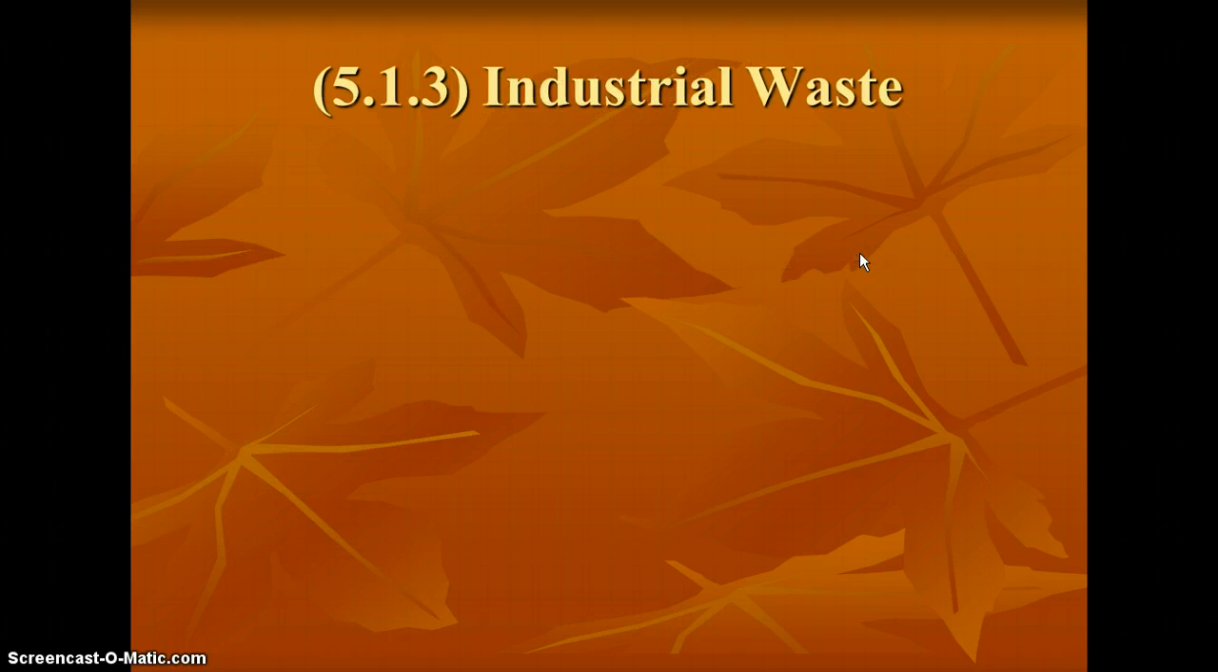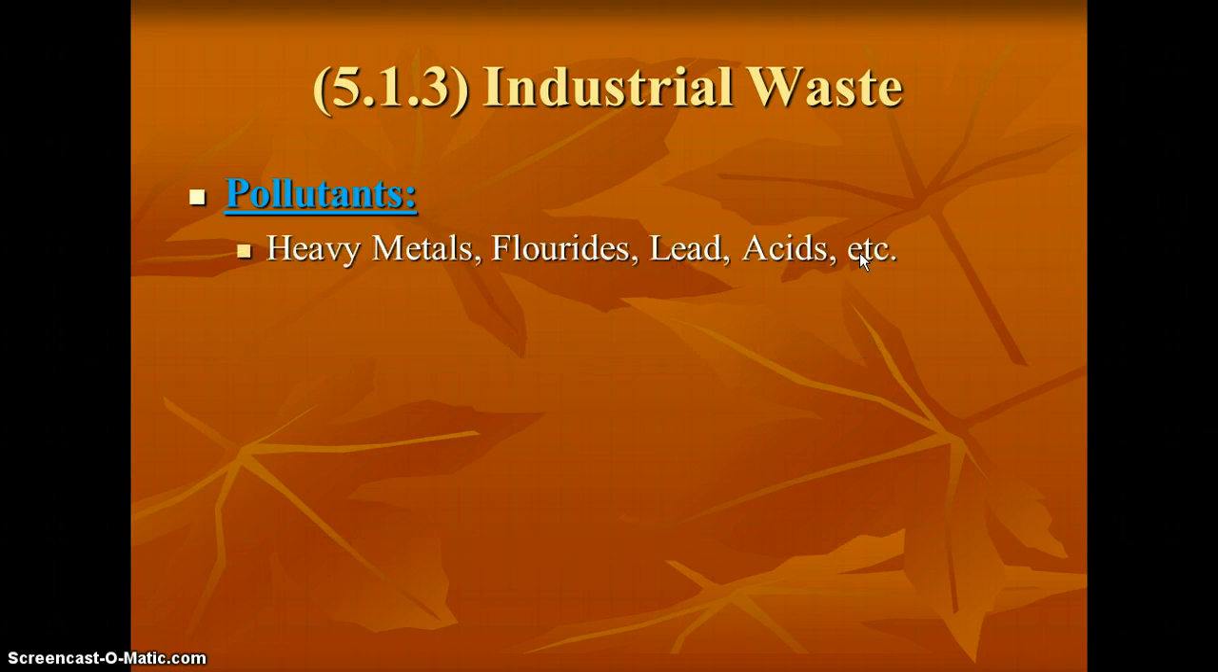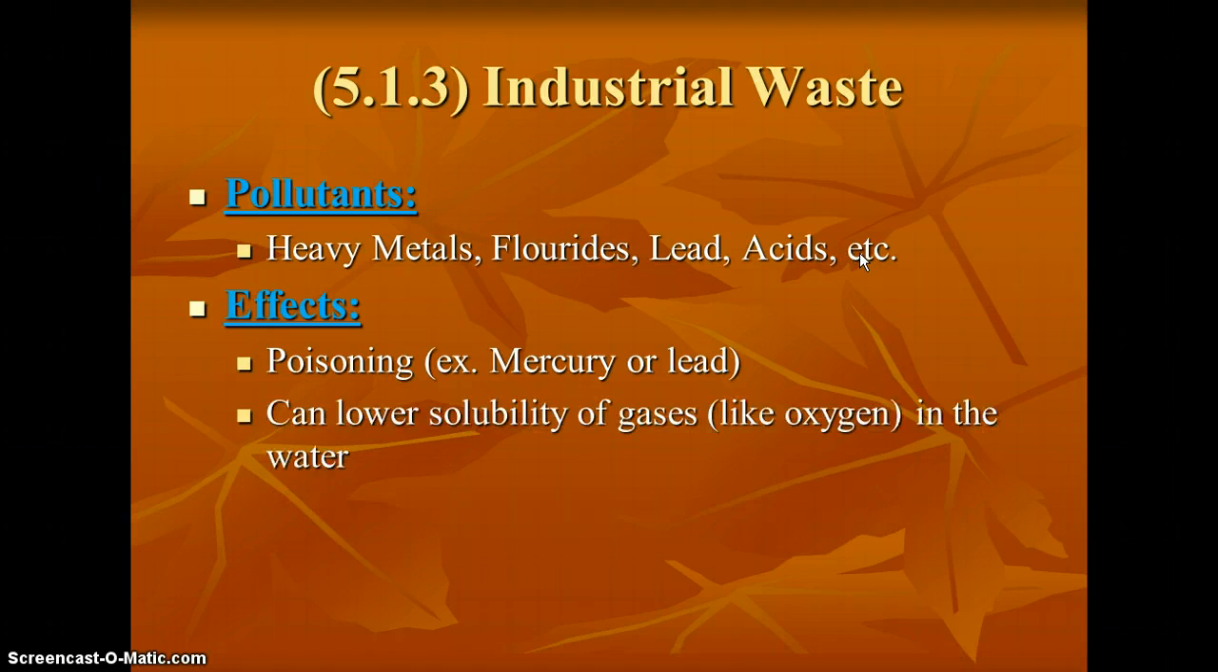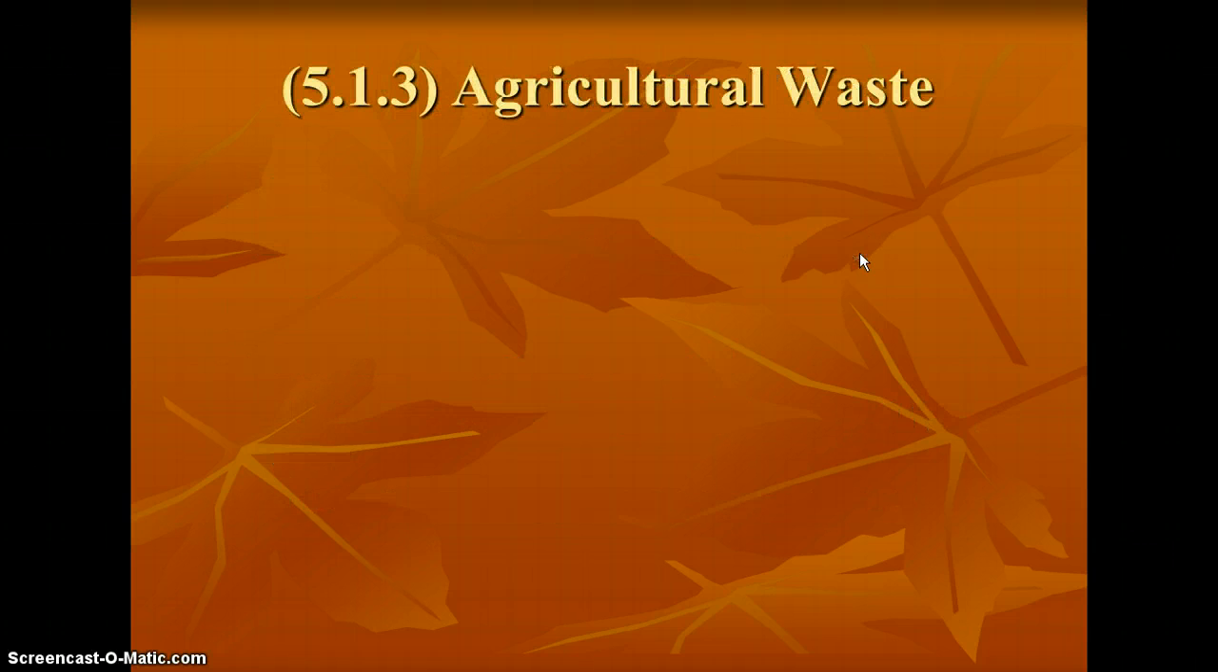Okay. Industrial waste, that's going to be your factory sort of waste. Pollutants: heavy metals, fluorides, lead, acid, not so good things. What are the effects of these things? A lot of those things are poisonous. A lot of those things can lower the solubility of gases like oxygen that we need in the water, especially for our fish to breathe, right? That's going to lower the ability of the fish to get that oxygen. Very sad.